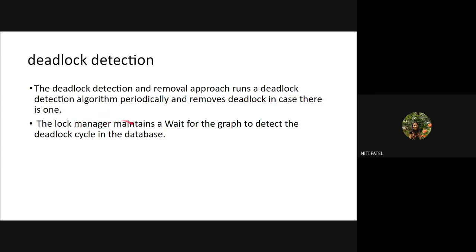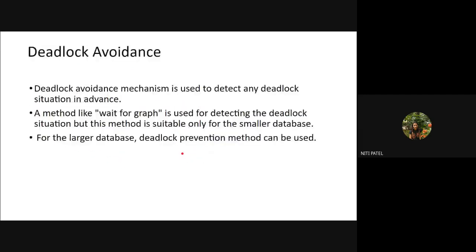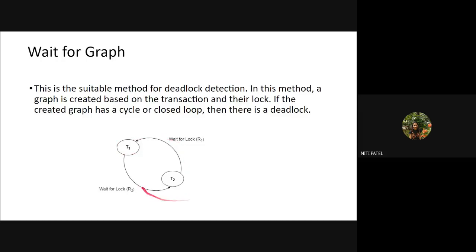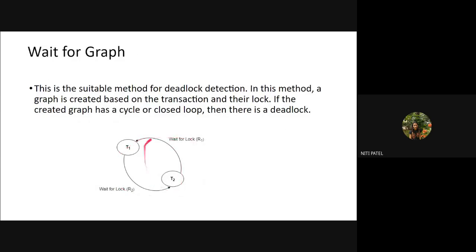A lock manager maintains a wait for graph to detect the deadlock in the cycle. When I run this algorithm, it will check whether there is any cycle or not. If cycles are detected, that means there is a deadlock. So we check the graph like this, which is called a wait for graph. Your deadlock detection is running an algorithm called wait for graph, and I am checking for cycles. T2 is waiting for T1 to release. T1 is waiting for T2 to release. Since I have this cycle or closed loop, a deadlock is detected.